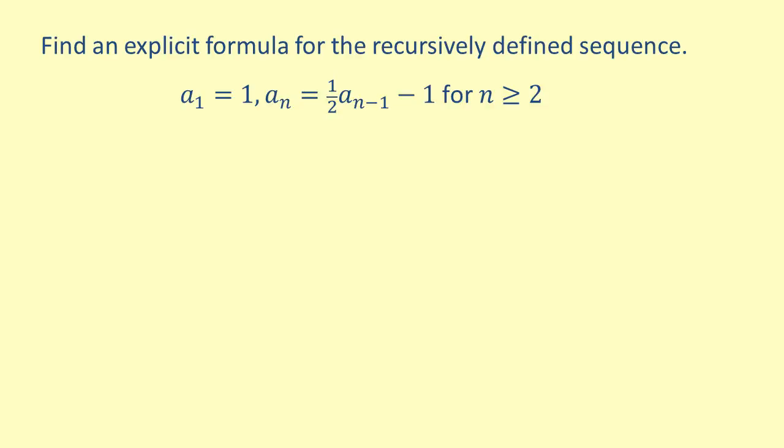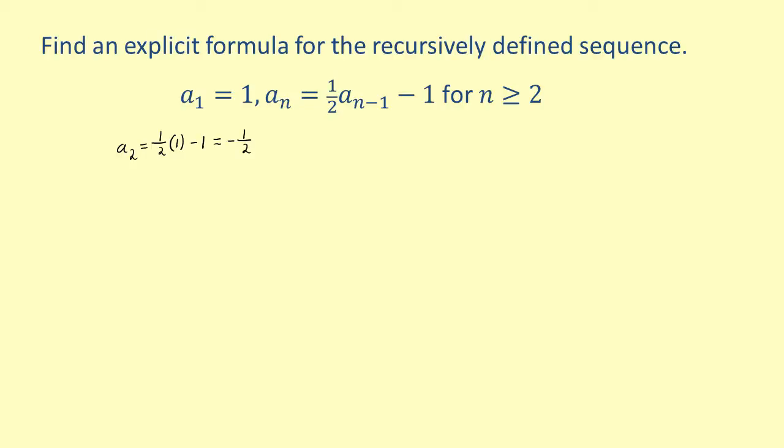In this example, we want to find an explicit formula for the recursively defined sequence a sub 1 equals 1, a sub n equals 1 half times a sub n minus 1, minus 1 for n greater than or equal to 2. We need to find a pattern, so we'll write out a few terms first. Start with n equals 2. We already know a sub 1 equals 1, so we can use this to find a sub 2. We have a sub 2 equals 1 half times 1 minus 1, which equals negative 1 half.